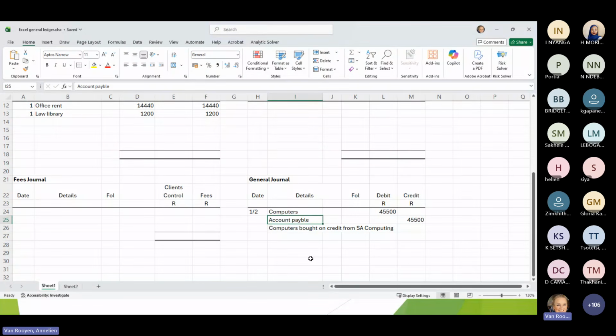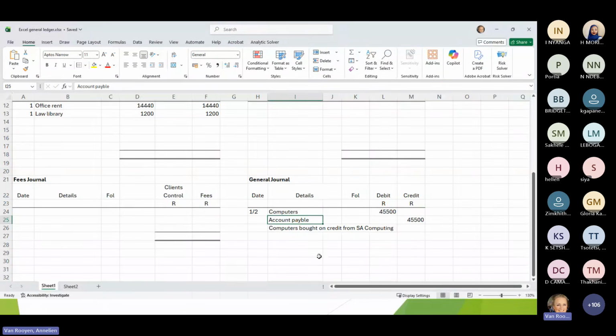So we still owe the money to SA Computing. So can you see it when you read the information? Look for, is it on credit or is it cash? Is it EFT payment or transfer or cash or whatever? That is your indication what journal to use. Okay, thank you, ma'am.